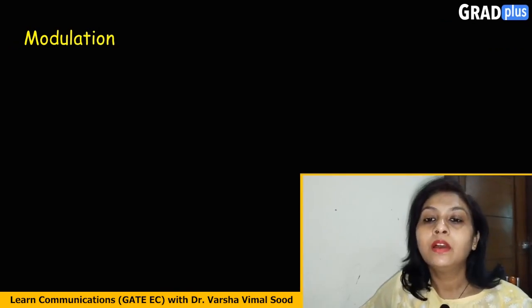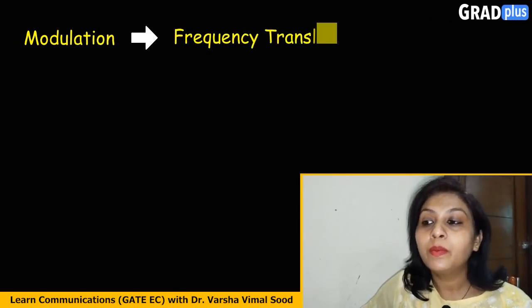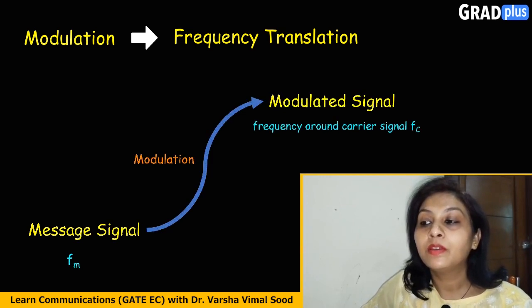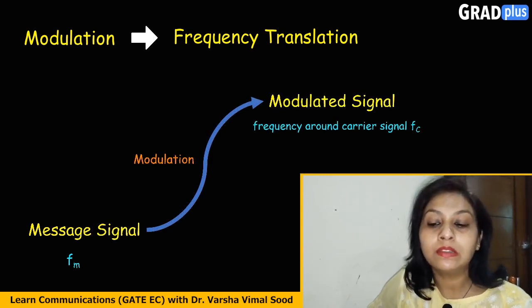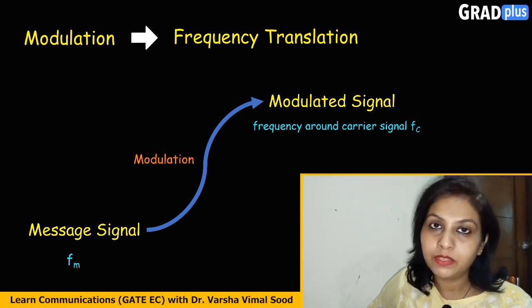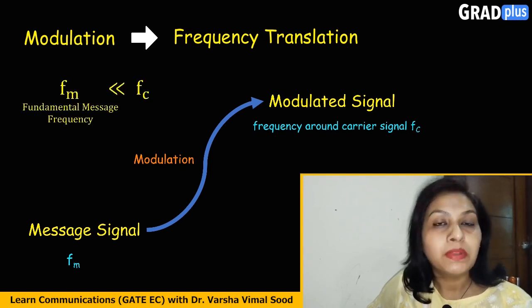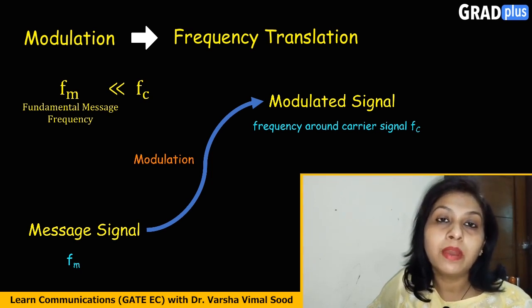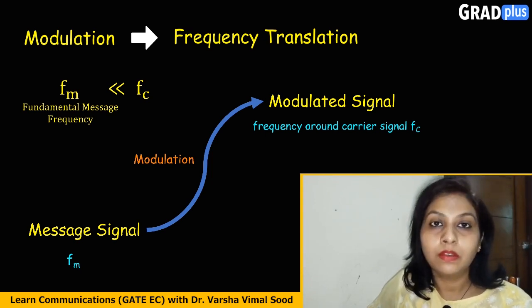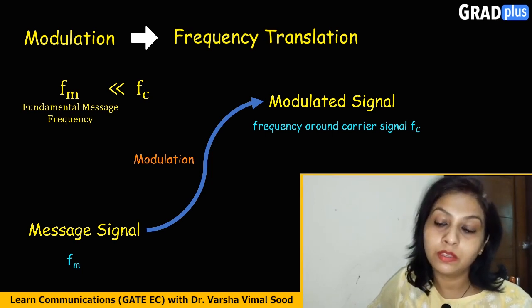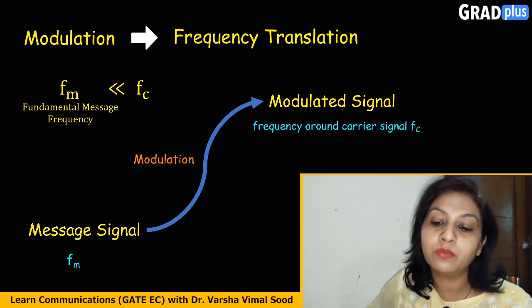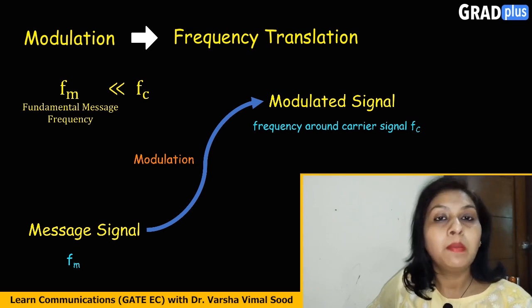Another feature of modulation is that of frequency translation. Because as we said, the message signal is having base frequencies or low frequencies. Suppose the frequency of the message signal is FM, so this is of a lower value. Why am I saying lower? It is a relative term, because I'm comparing it with the higher valued frequencies, which is that of the carrier signal. Suppose the carrier frequency is represented as FC, so this FC should be very, very high in comparison with the fundamental frequency of the message signal.